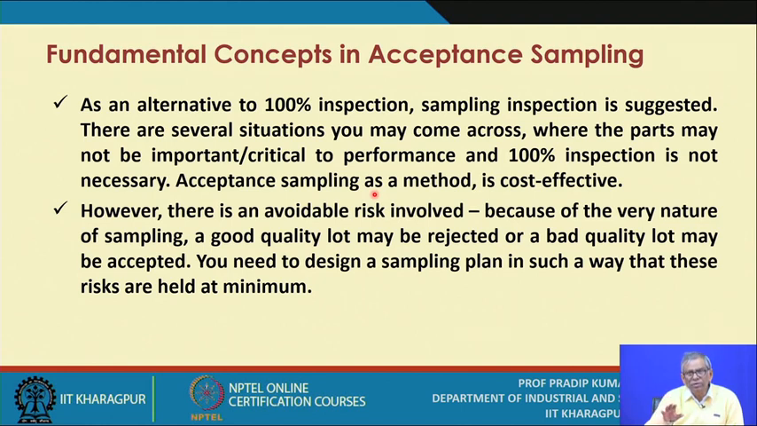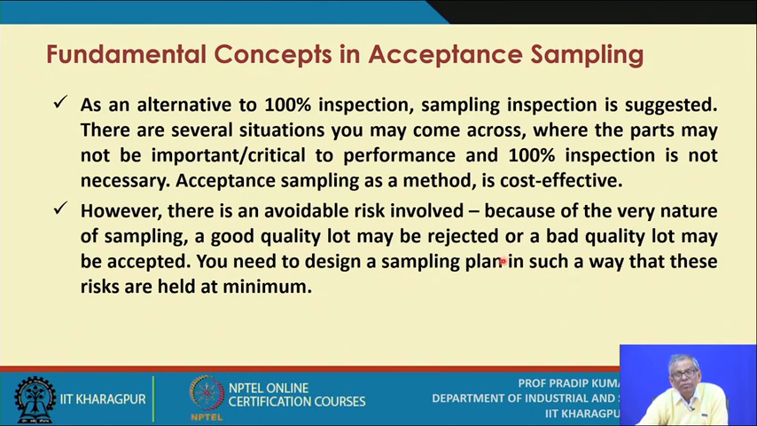For certain items, the inspection time could be very large. So what you try to do is reduce the inspection time, and obviously one technique could be sampling inspection. However, there is an unavoidable risk involved. This risk you cannot avoid because of the very nature of sampling. A good quality lot may be rejected.